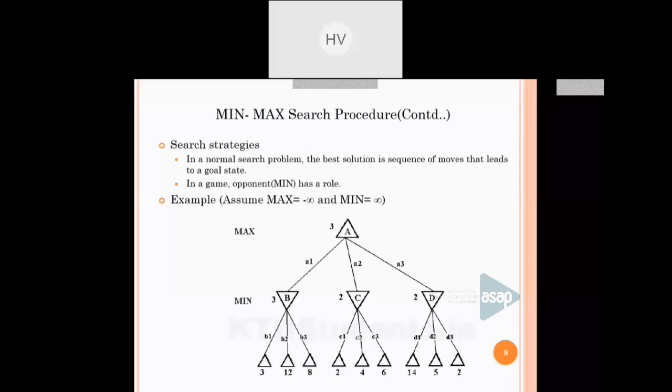In the same way, as the minimum value is infinity, you have to compare 2 with infinity, 4 with infinity, 6 with infinity, and you will get 2, 4 and 6. Comparing 2 and infinity, the minimum of 2 and infinity is 2, the minimum of 4 and infinity is 4, the minimum of 6 and infinity is 6.